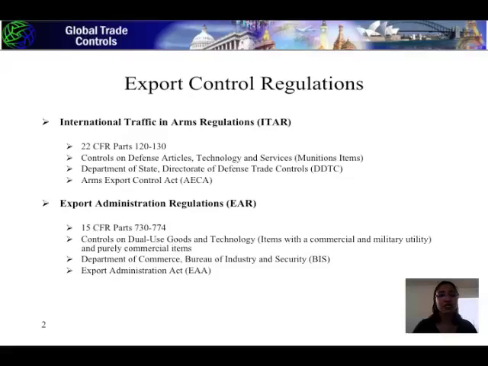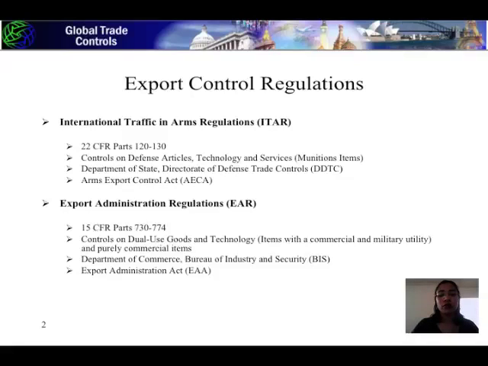The two major agencies governing U.S. export controls are the International Traffic in Arms Regulations, governed by the Department of State, Directorate of Defense Trade Controls, and that's for military and defense goods. And then we have the Export Administration Regulations, governed by the Department of Commerce, Bureau of Industry and Security, and that's for commercial and dual-use goods.